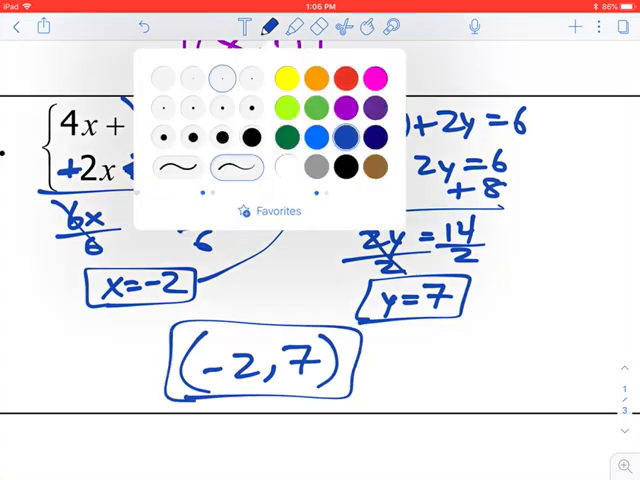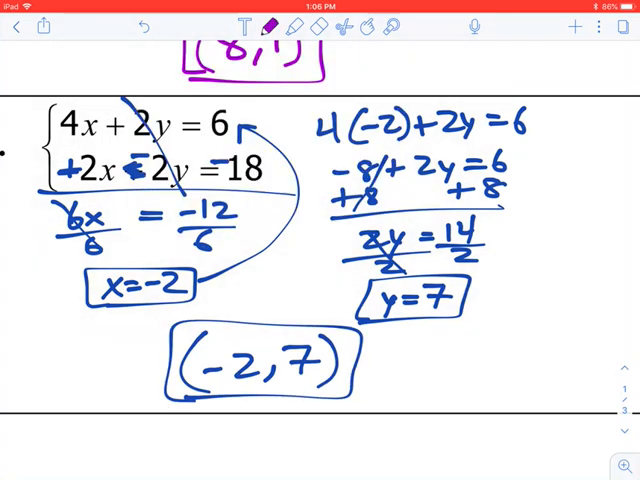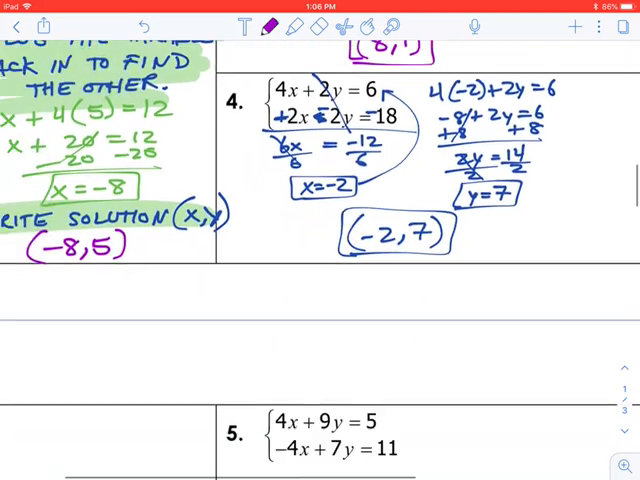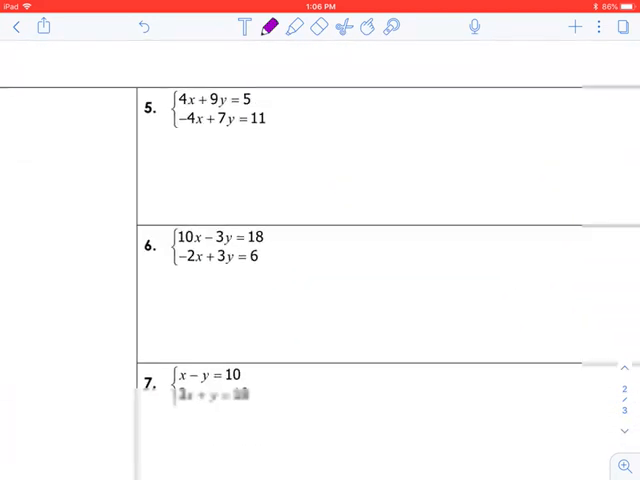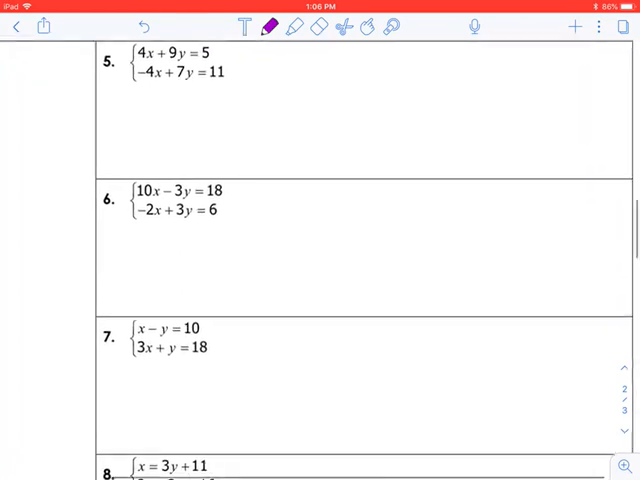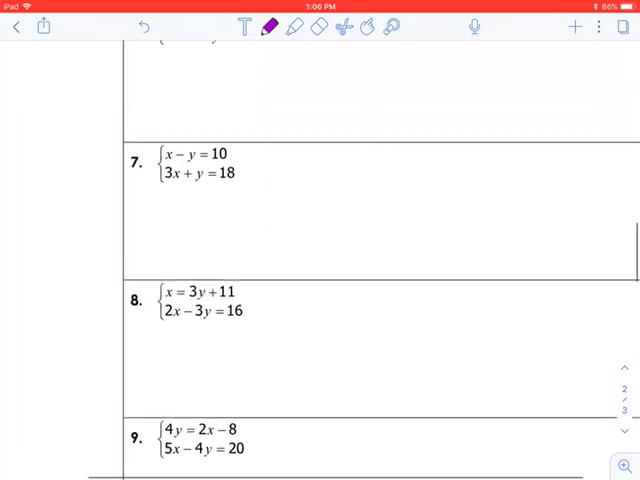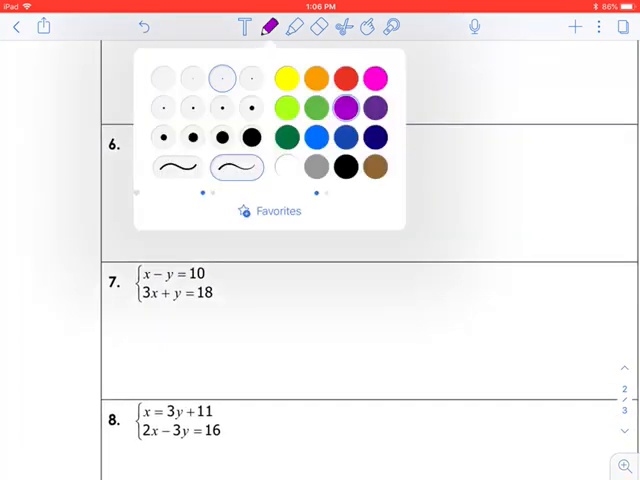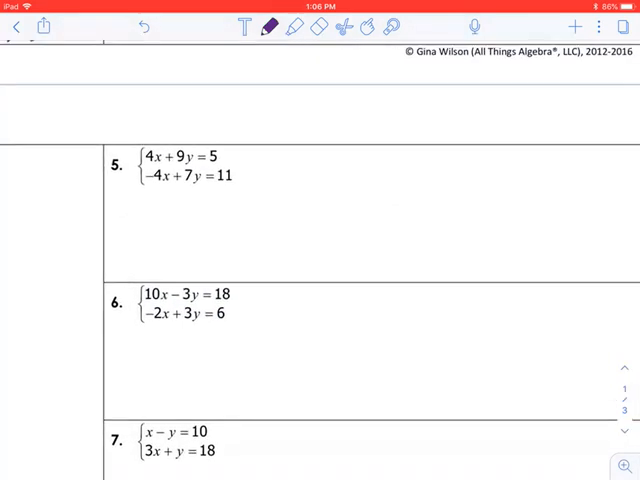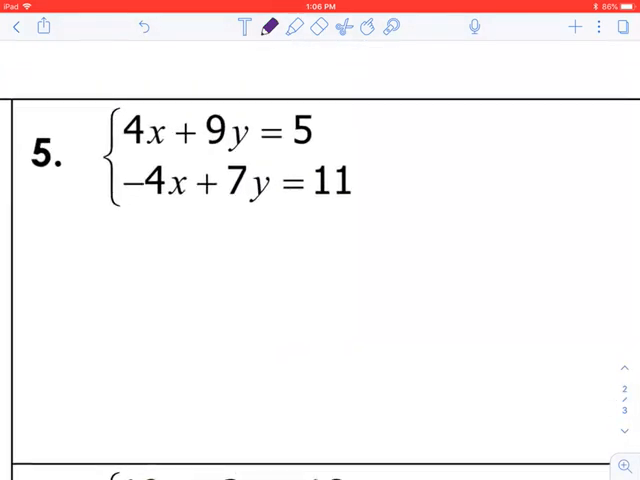Okay? So again, make sure they're lined up. Make sure they are opposites. So let's go ahead and go to the back side here and do a couple of those examples. And these are kind of nice here, these first few examples, because they're already opposites. Okay? So we can go ahead and add those together. 4 minus 4, those cancel.